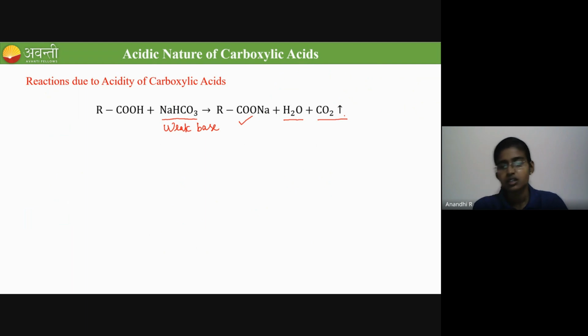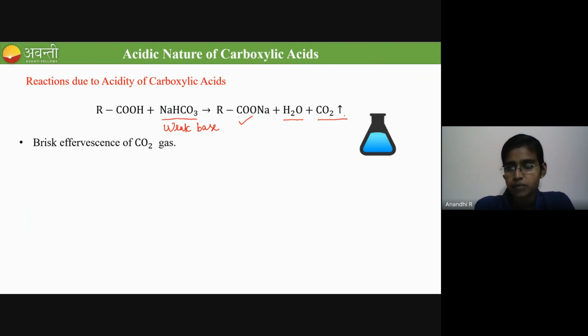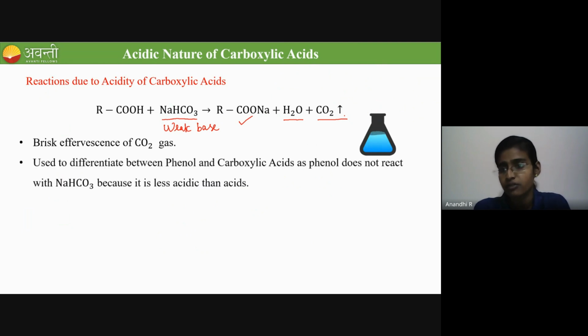Okay. So let us see some more points about this reaction. So you see here there is a beaker and in this beaker the reaction occurs. There is a brisk effervescence of carbon dioxide gas coming out from the container. It goes out as a gas. In the reaction mixture, we would have only the RCOONa and H2O part. So you can separate the carboxylate part using separating mixtures and all.